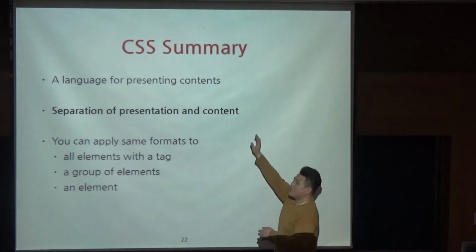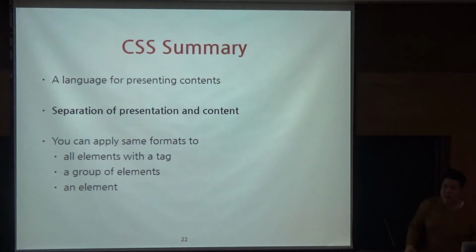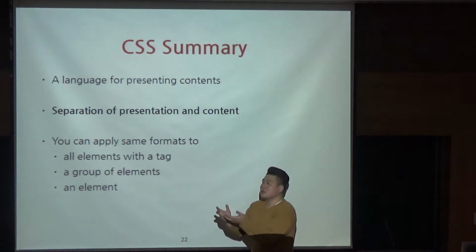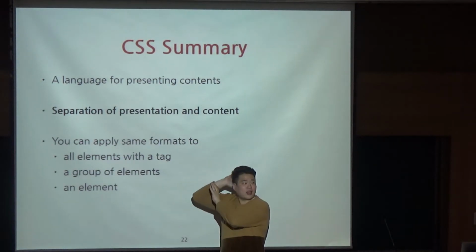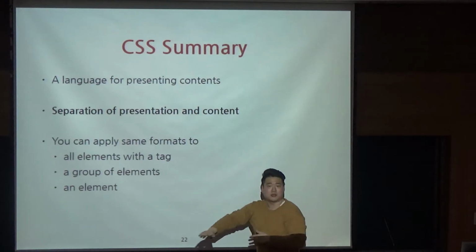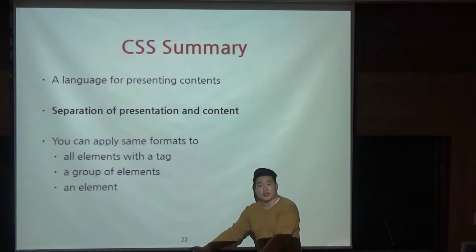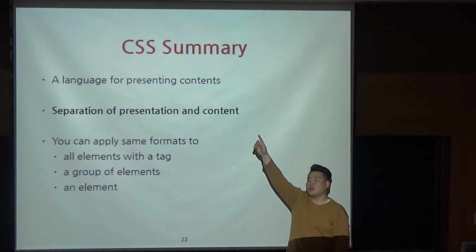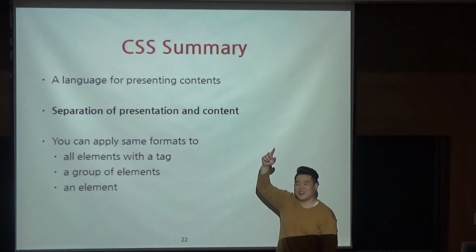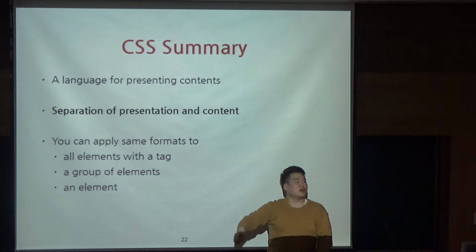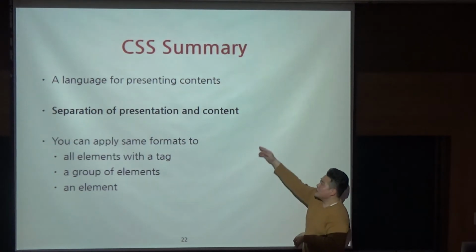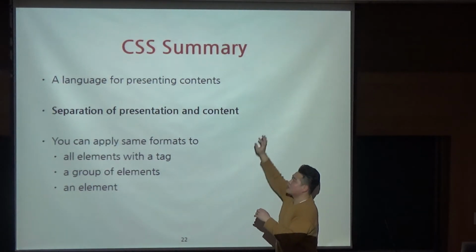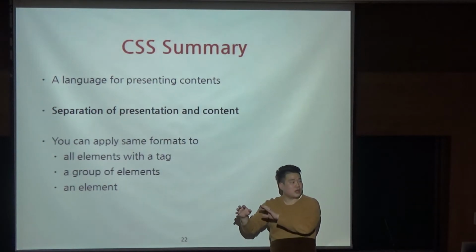So this is a summary. CSS is a language for presenting something. It is different from the structure, right? You now know the difference between CSS and HTML. HTML is about structure, CSS is about presentation, right? And what is the topmost layer? JavaScript, which is about action or behavior, right? And we'll get to it next week, okay? So this is about separation of concerns: structure, presentation, and behavior.